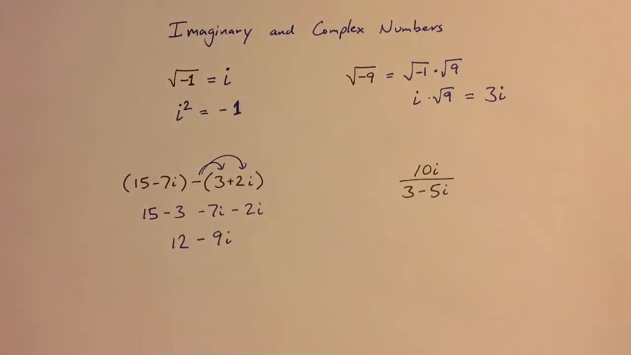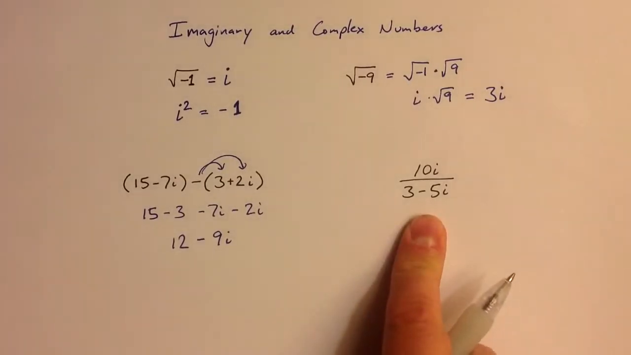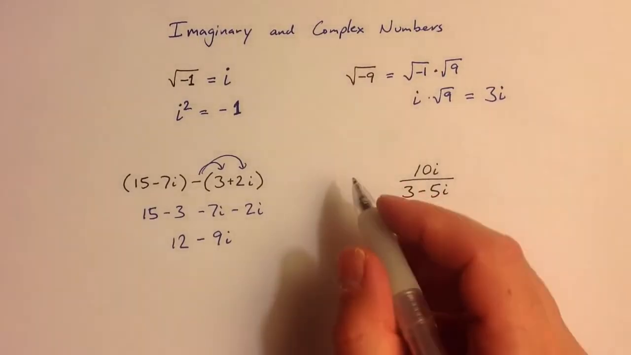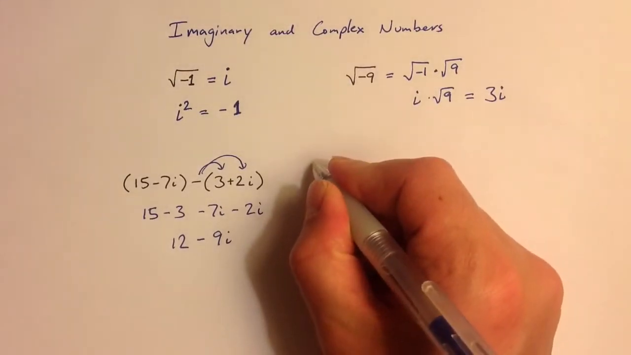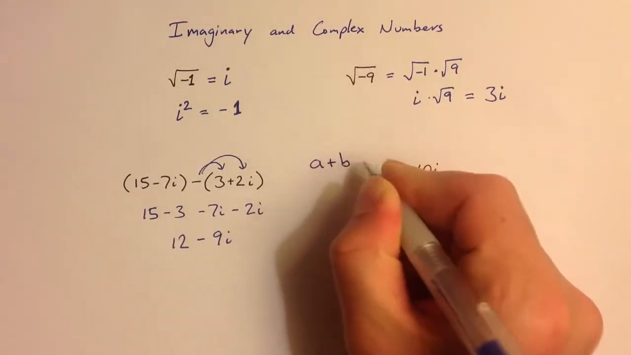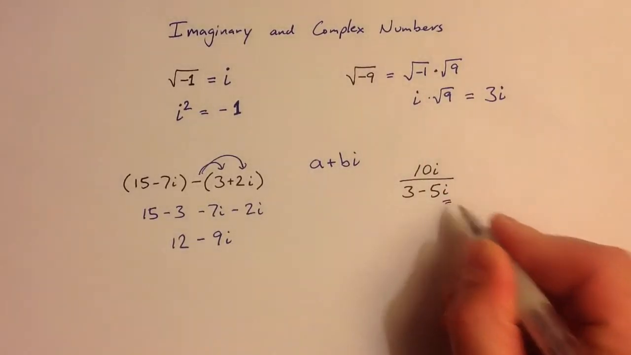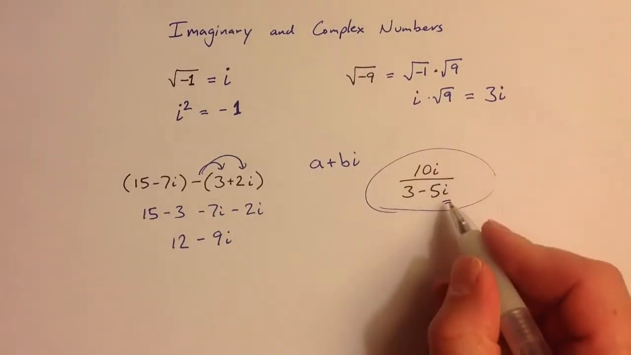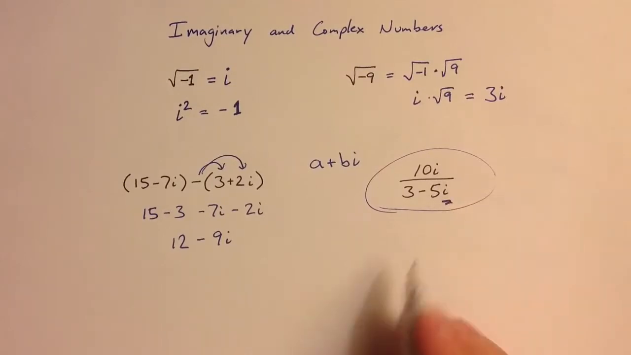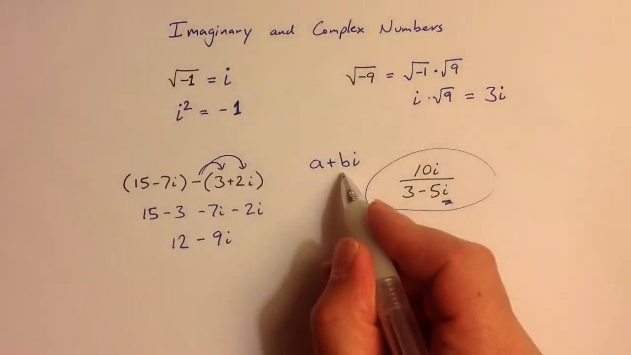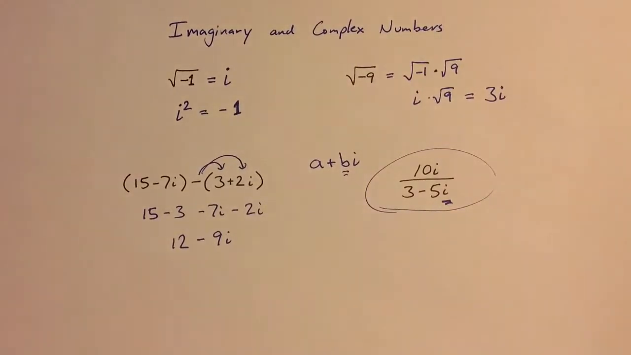Multiplication can be done by FOILing or by distributing values, and we'll see that in a moment when we look at this example of division. Division is actually a little bit more complicated. To describe a complex number, I'd like to be able to write it in the form a plus bi. So this is not a very good description of a complex number because I have an i in the denominator, and I just want some real number multiplied by that.